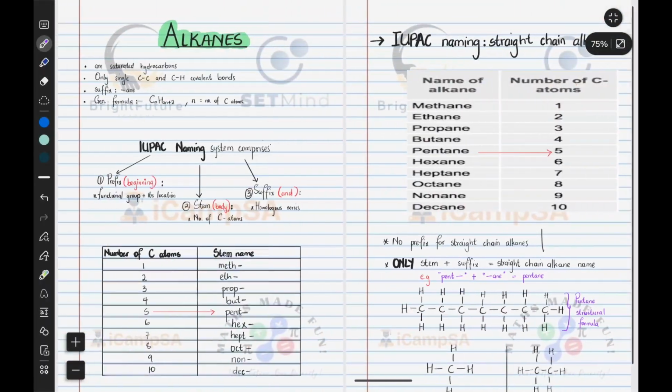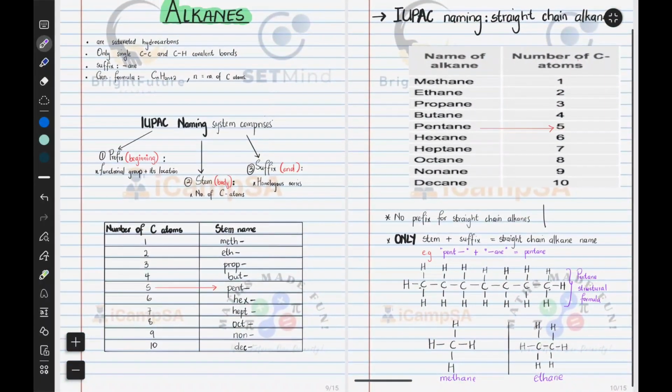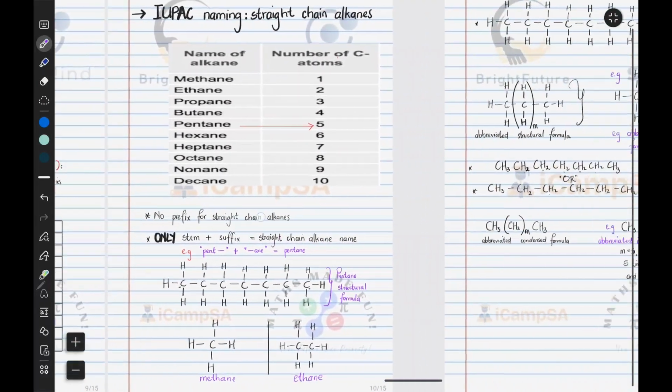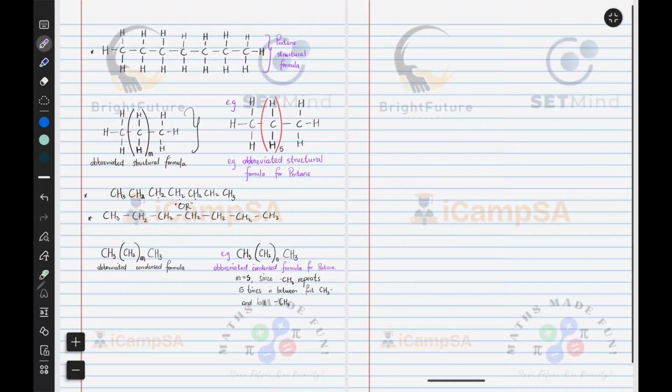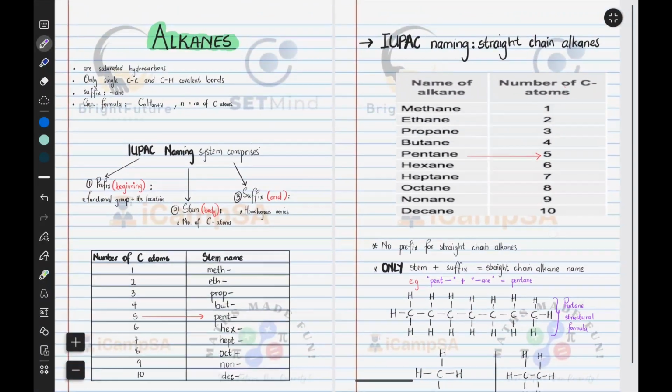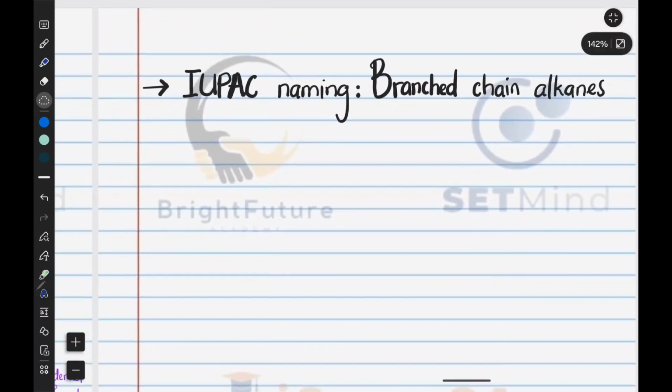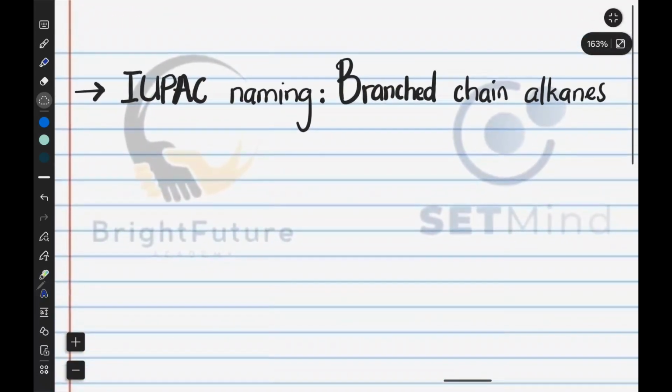Now let's get into branched alkanes and how to name these. So when we're naming branched alkanes, we usually follow a series of steps, and that's what we will get to see now. All right, so branches can either be called branches, substituents, or alkyl groups. Typically we use the word alkyl groups more than substituents or branches, but use whichever one feels comfortable to you.